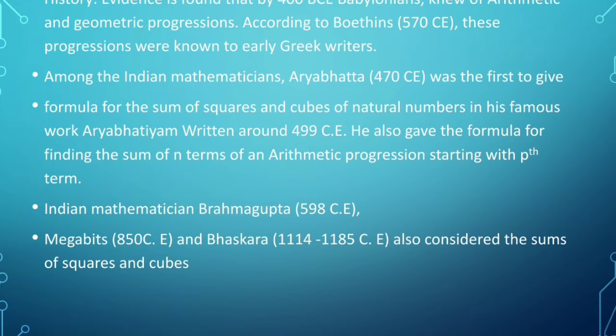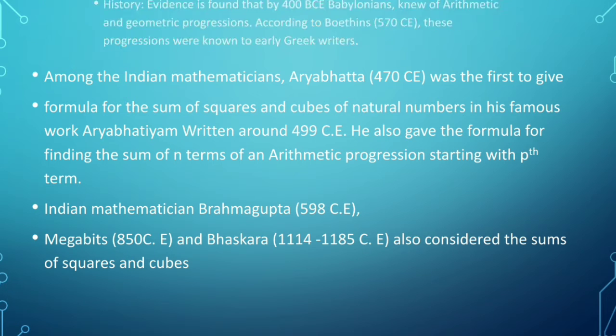He also gave the formula for finding the sum of n terms of an arithmetic progression starting with the pth term. Indian mathematicians Brahmagupta, Mahavira and Bhaskara also considered the sums of the squares and the cubes.